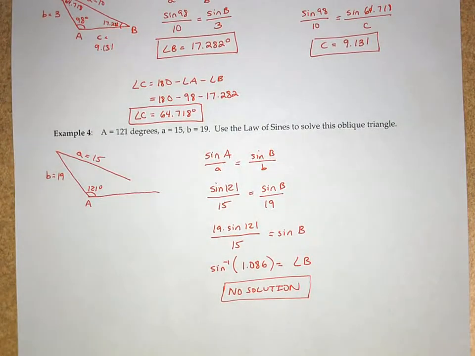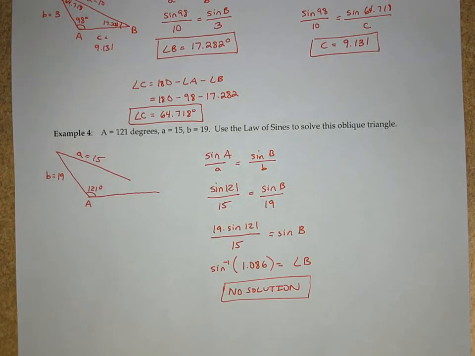So if you don't remember the rule that the largest side has to be across from the obtuse angle, you can always do the math and you'll see that you'll get a domain error, which means no solution if you try to use the law of sines.